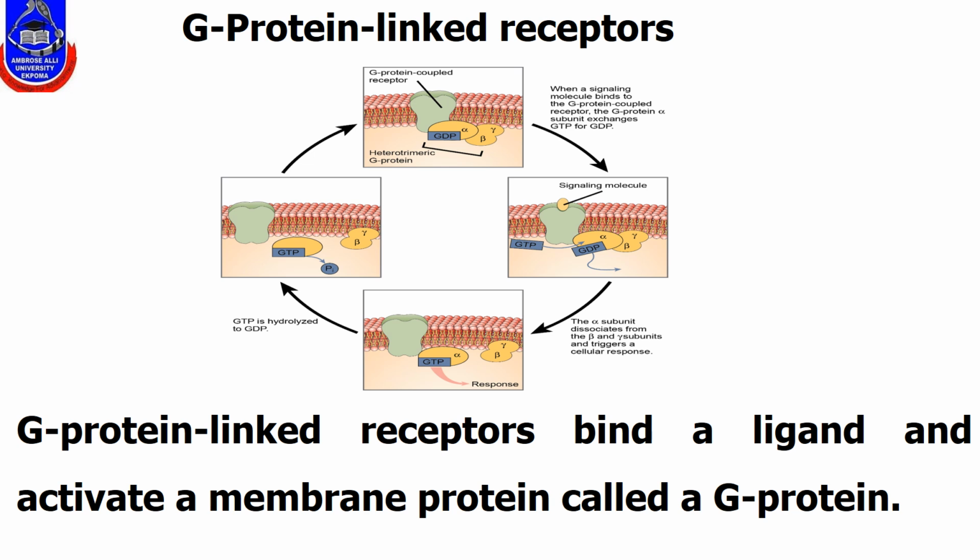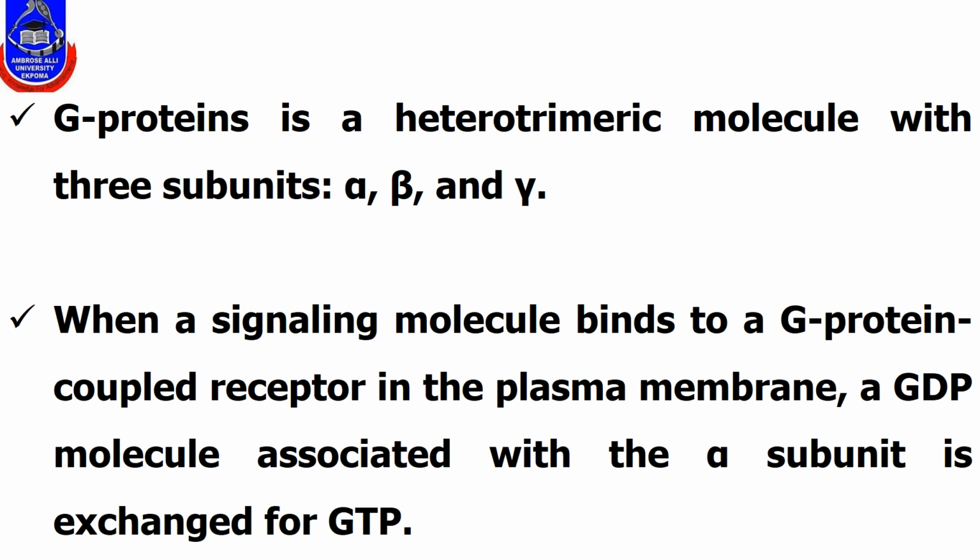The G protein linked receptor, on the other hand, has a different mode of action. First, the G protein linked receptor binds a ligand and activates a membrane protein called G protein. G proteins are heterotrimeric molecules with three subunits: alpha, beta, and gamma.